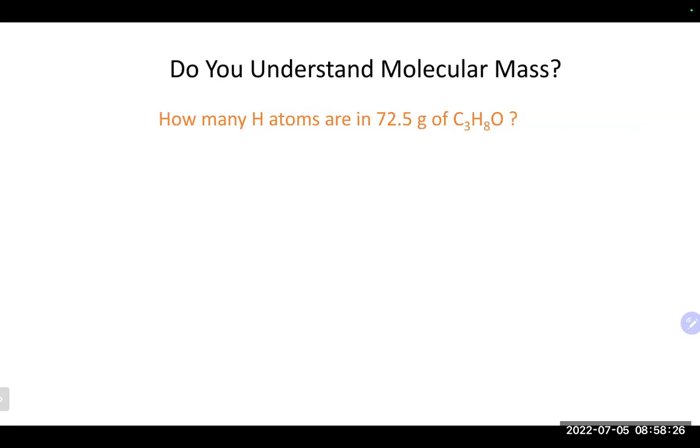All right, let's take a look at this one here together. How many hydrogen atoms are there in 72.6 grams of C3H8O? In this case, we're interested in atoms, so definitely Avogadro's number is involved. We have grams, which means molar mass should also be involved because we need to get the moles. The difference, though, here is we're actually looking for just hydrogen.